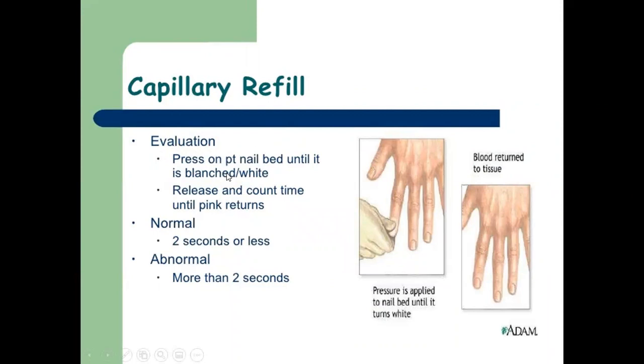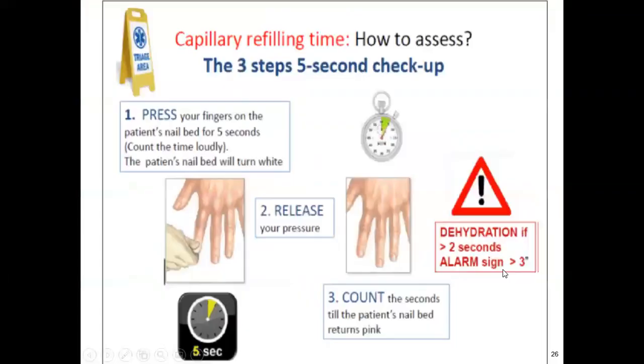Let me read it. We press on the patient's nail bed until it becomes white, release, and count the time until pink returns. Normally, it is 2 seconds or less. Abnormal if more than 2 seconds. Some books wrote 3 seconds, so 2 seconds or 3 seconds, both are correct. In the picture, the healthcare provider applies pressure to the nail bed until it turns white. Blood returns to the tissue in healthy cases.